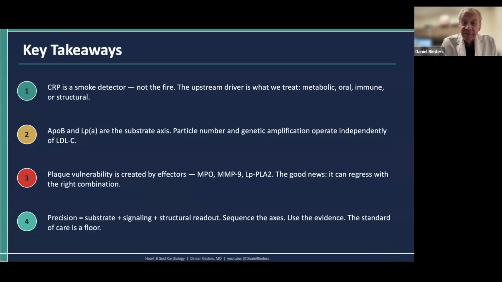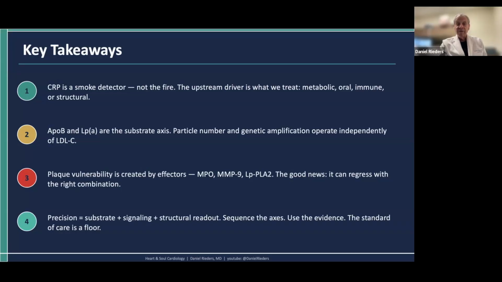So in a funny way, a CRP is a smoke alarm. ApoB and Lp(a) are the ones feeding it: no ApoB, no lipoprotein A, no plaque formation. So the lower we get, the more plaque regression. And if a vulnerable plaque is created, then we can assess this with these various biomarkers and get aggressive.